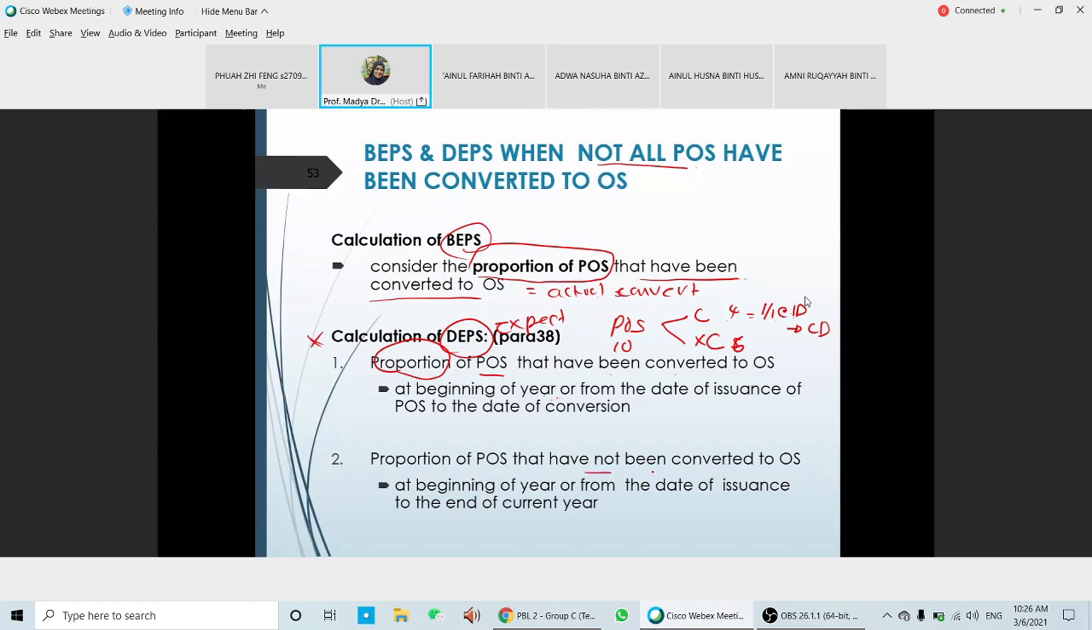The one that is not converted here should be calculated from the beginning of the year or the issuance date until the year end, until the end of the current year. So be careful with this one. Please remember this one. This one is very important.